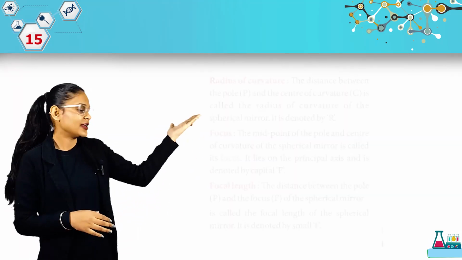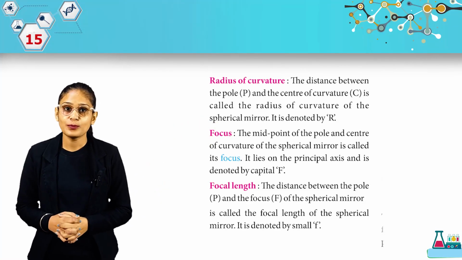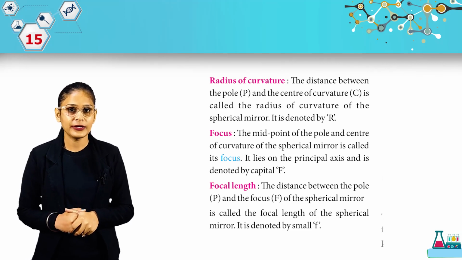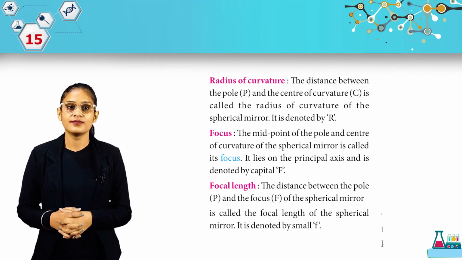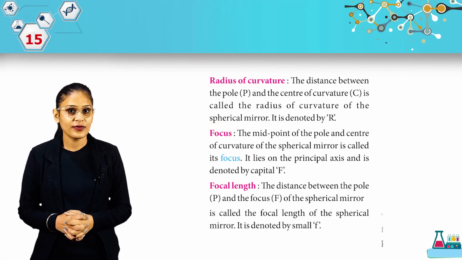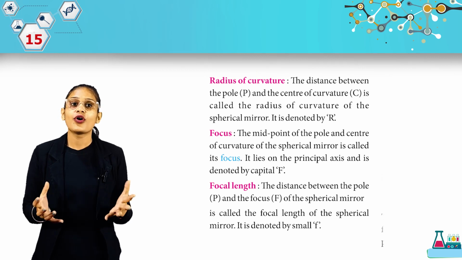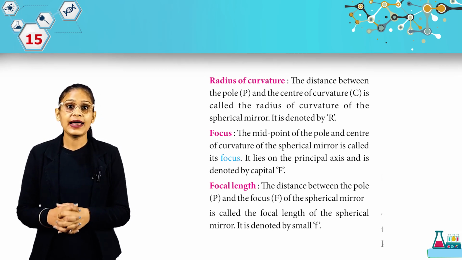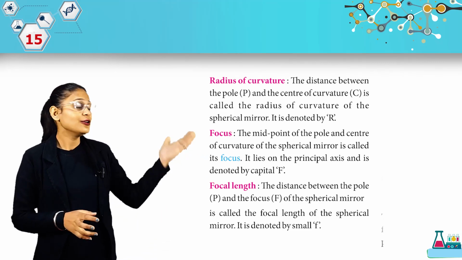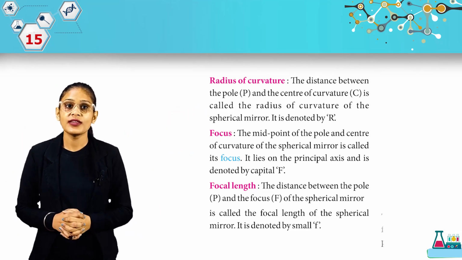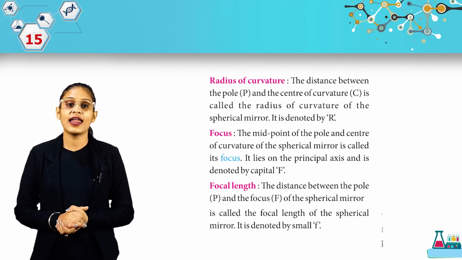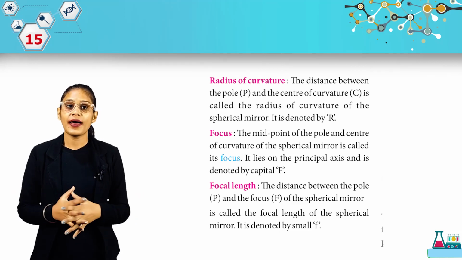Now we have radius of curvature. The distance between the pole and the center of curvature is called the radius of curvature of the spherical mirror. It is denoted by capital R. Then we have focus. The midpoint of the pole and the center of curvature of the spherical mirror is called its focus. It lies on the principal axis and is denoted by capital F. Then we have focal length. The distance between the pole P and the focus F of the spherical mirror is called the focal length of the spherical mirror. It is denoted by small f.